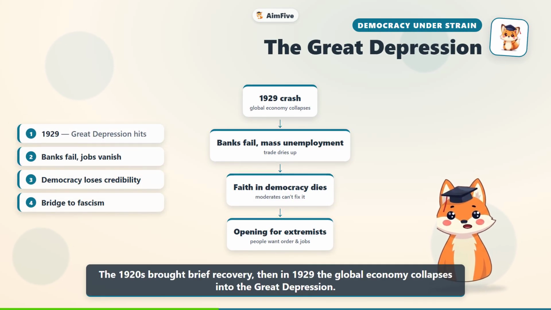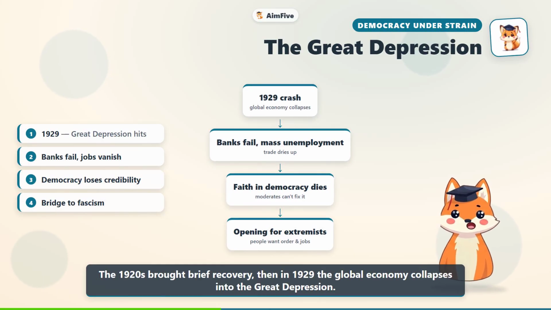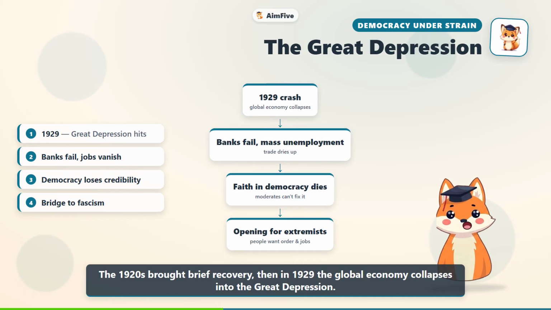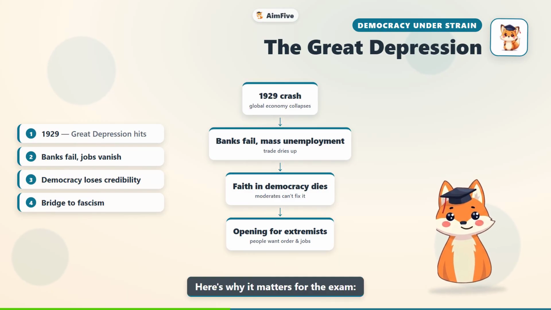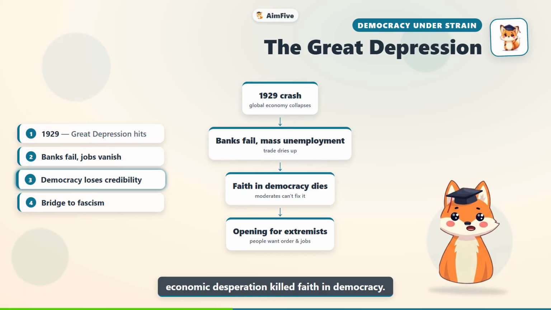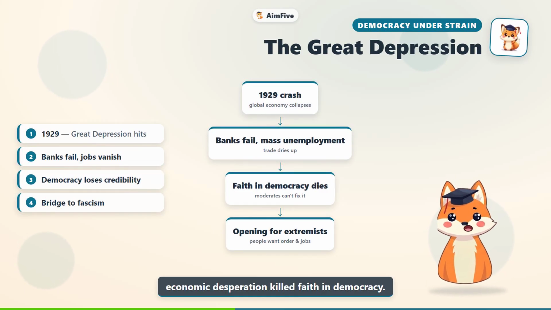The 1920s brought brief recovery. Then, in 1929, the global economy collapses into the Great Depression. Trade dried up, banks failed, and unemployment exploded across Europe. Here's why it matters for the exam. Economic desperation killed faith in democracy.